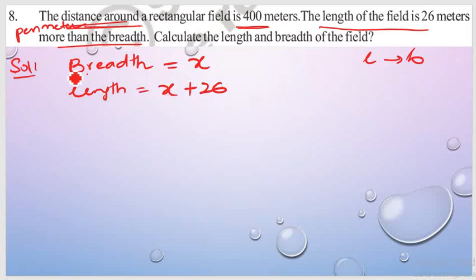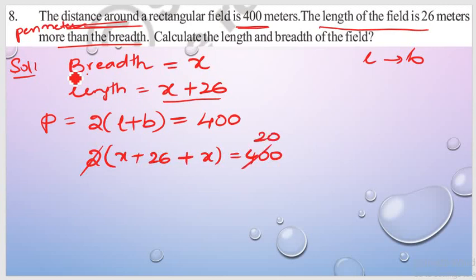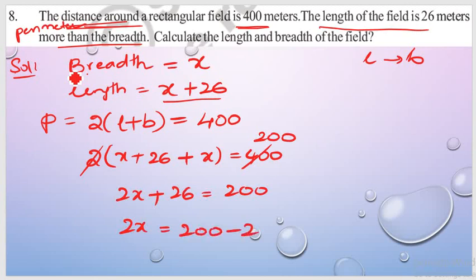Next, what he has given is the perimeter of the rectangular field. What is the formula of the perimeter of a rectangle? It is 2 times (L plus B), which is given as 400 meters. Since I know the values of length and breadth, I am going to substitute. 2 times (L plus B), where length is x plus 26 and breadth is x, is equal to 400. Now the 2 in 400 gets cancelled. 200 equals the bracket, which has 2x plus 26 inside, so 2x plus 26 is equal to 200. From this 2x is equal to 200 minus 26.